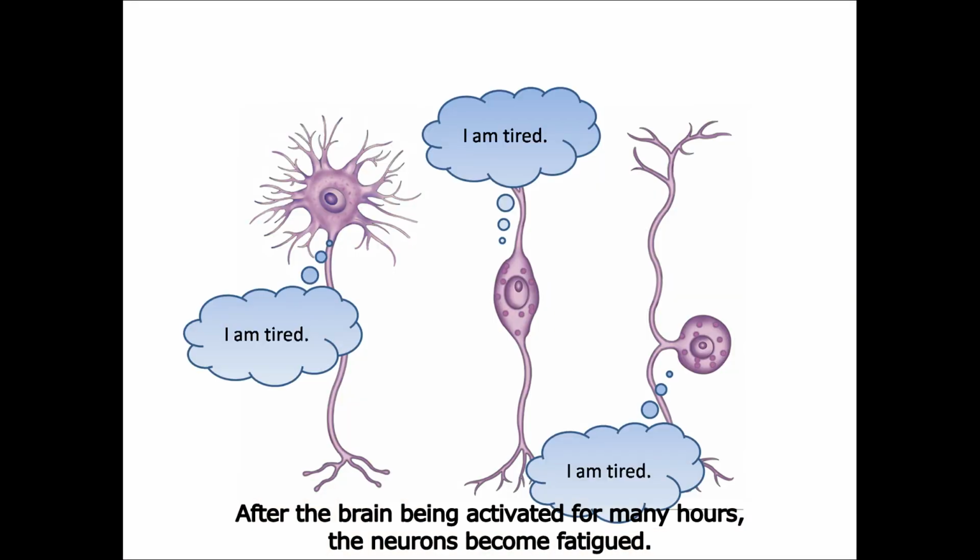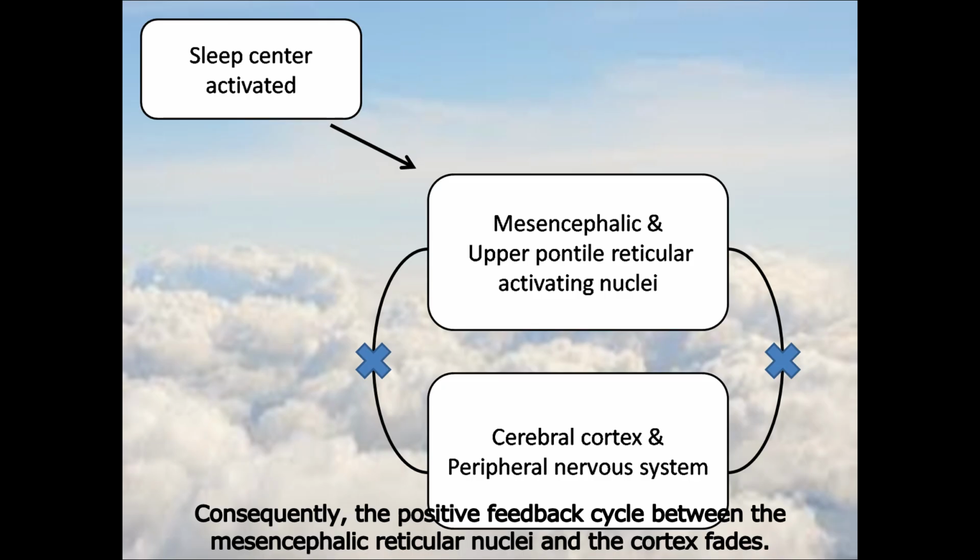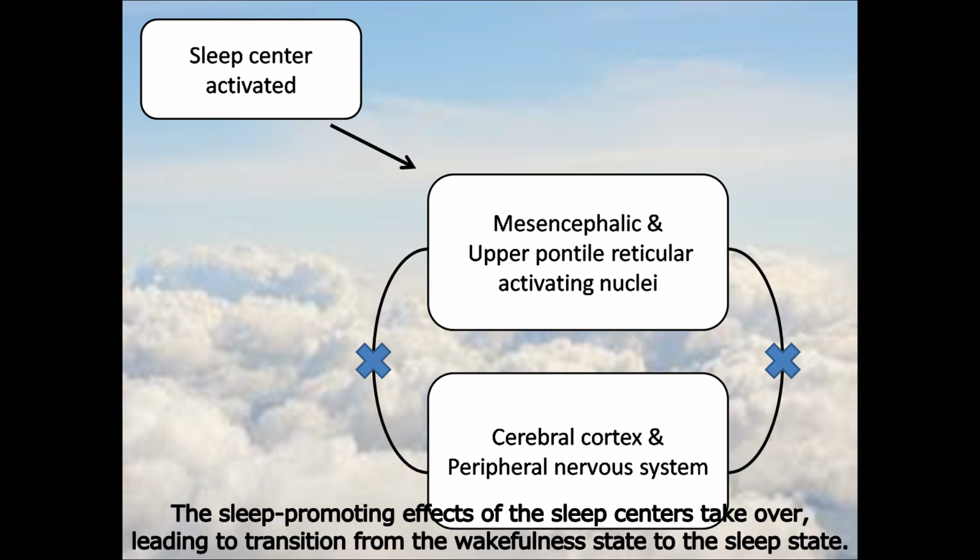After the brain has been activated for many hours, neurons become fatigued. Consequently, the positive feedback cycle between the mesencephalic reticular nuclei and the cortex fades. The sleep-promoting effects of the sleep centers take over, leading to transition from the wakefulness state to the sleep state.